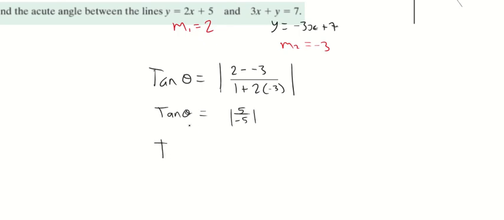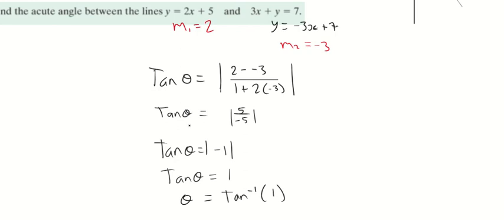So I'm getting tan theta is equal to the absolute value of minus 1, and then so tan theta is equal to 1. So to bring the tan across the equal sign, you're going to do tan inverse, and you're just using calculator then. So the tan inverse of 1 is 45 degrees. So you've worked out the angle between the two lines.